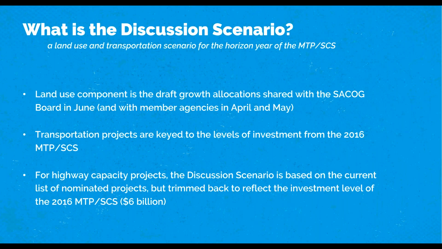And so in June, we took an initial land use allocation to our board. We vetted that in April and May with local agencies, and there were some concerns about that land use scenario, and we've since been having discussions with those that had those concerns and are working through those. But following the land use scenario, we took the project list and we're trying to marry up the transportation investments to that land use scenario. And I mentioned earlier, we're really trying to key the level of investment to something similar to what we had in the last plan.